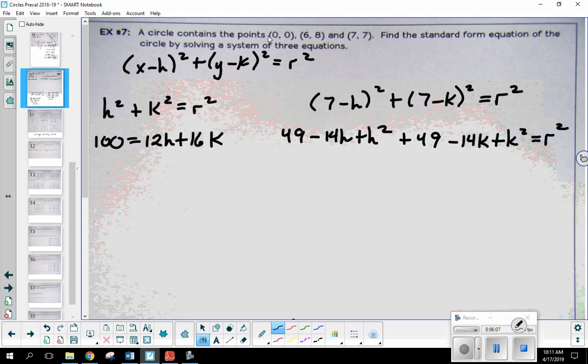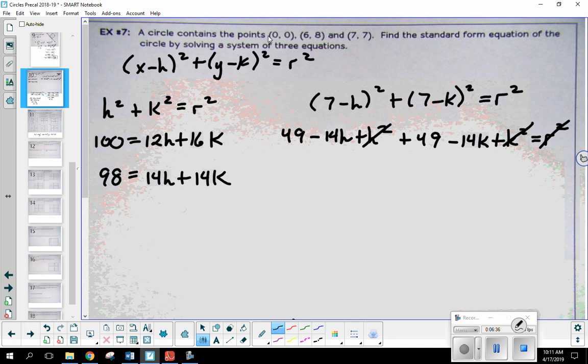Okay. So again, we have h squared plus k squared equals r squared. So I'll just go ahead and do what I did on the previous problem. I just won't show as much work. The h squared and the k squared will actually cancel with the r squared. 49 plus 49? 98. Let's go ahead and add both the h and the k term over. So this should be my third equation. 98 equals 14h plus 14k.